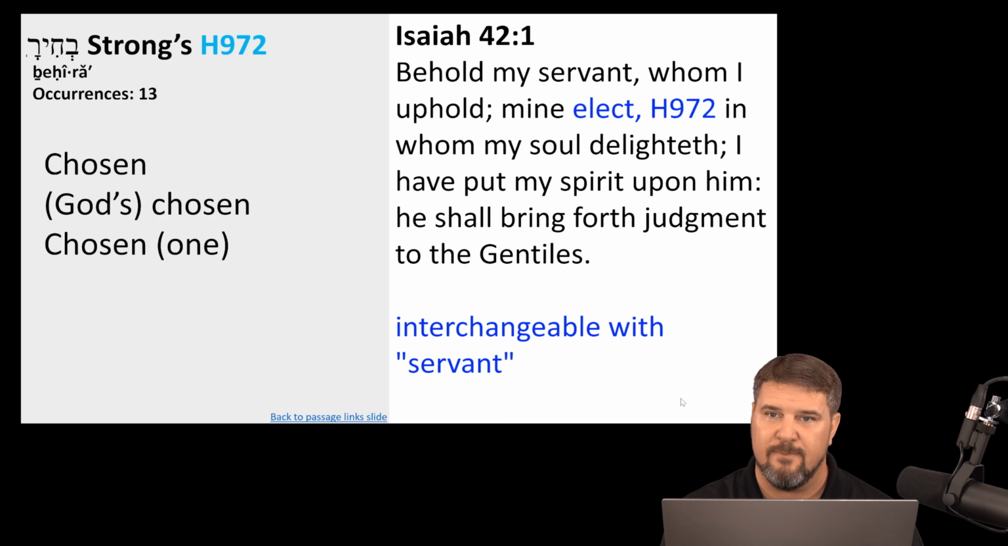So that law of first mention should color your vision from there on out that election is associated so far with Israel, chosen is, and the word elect is associated so far with servant. And that's how you should see the word moving forward. Somebody chosen to serve in a certain capacity. Servant.